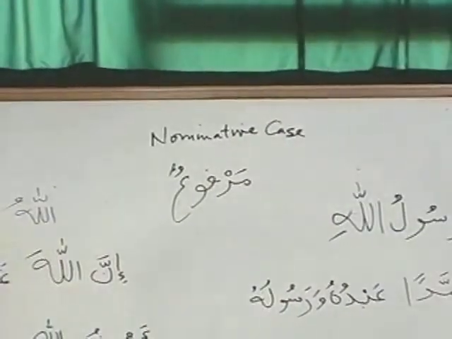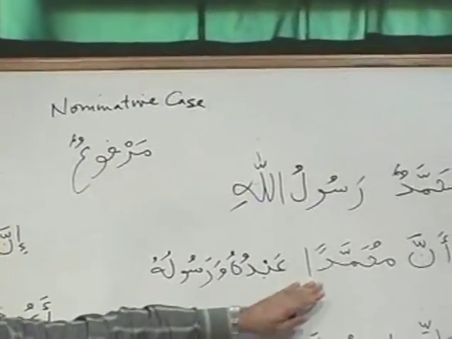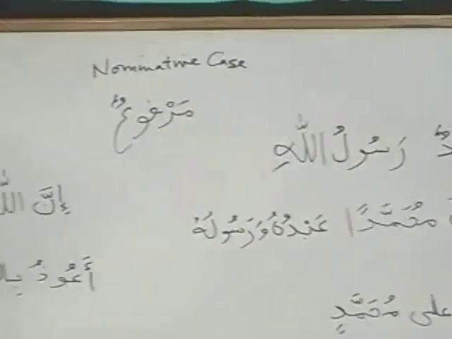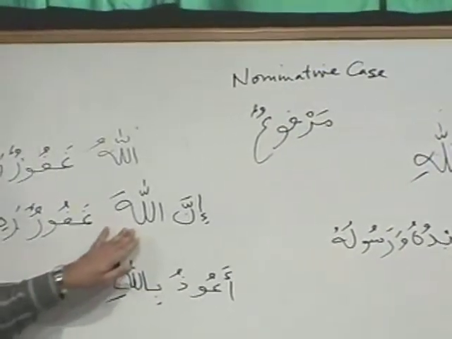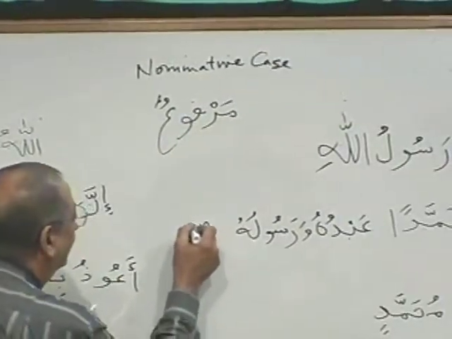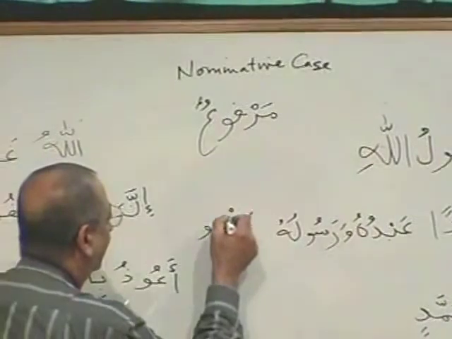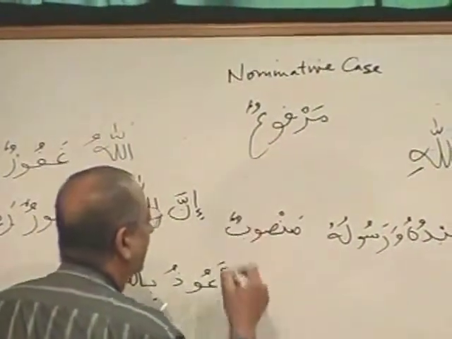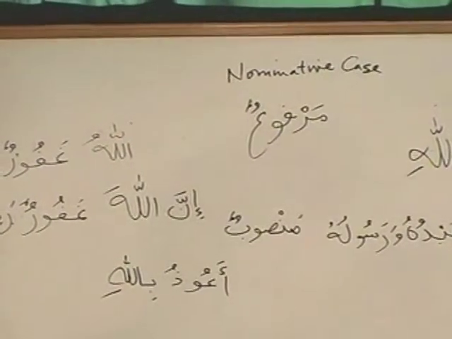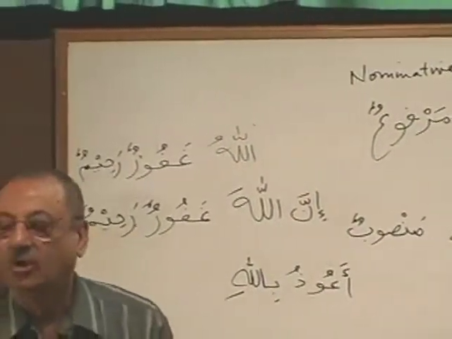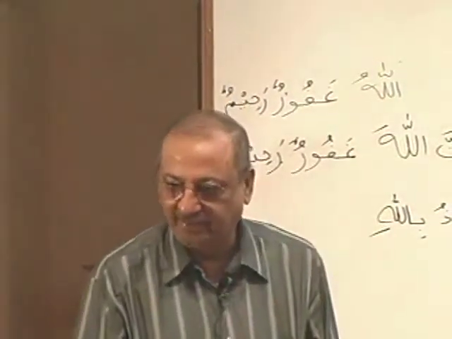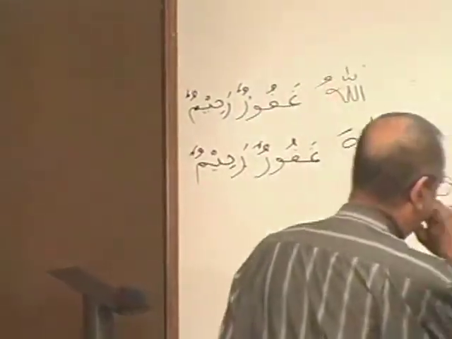Okay? Now if the noun ends with a fatha, be it a tanween or one single fatha at the end of a noun, then we say it is mansoob. What do we call it in English? Either you call it objective case or accusative case. It's mentioned there. Objective case or accusative case.